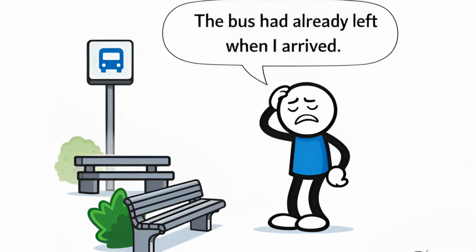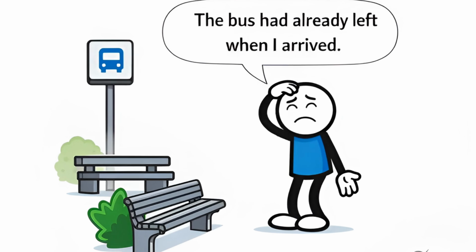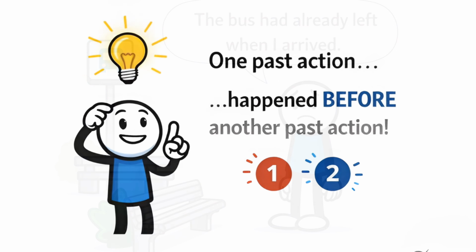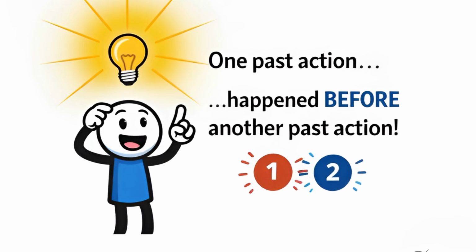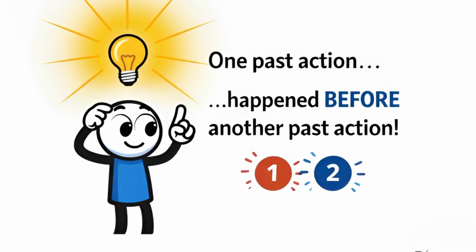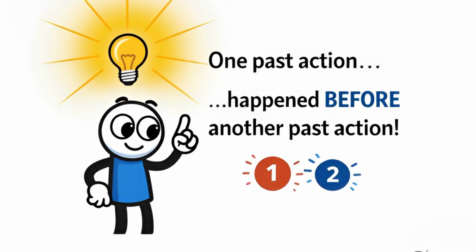How do we say this in English? The bus had already left when I arrived. Had left, that happened first in the past. When one past action happened before another past action, we use the past perfect tense for the first action. It tells us which one happened earlier.